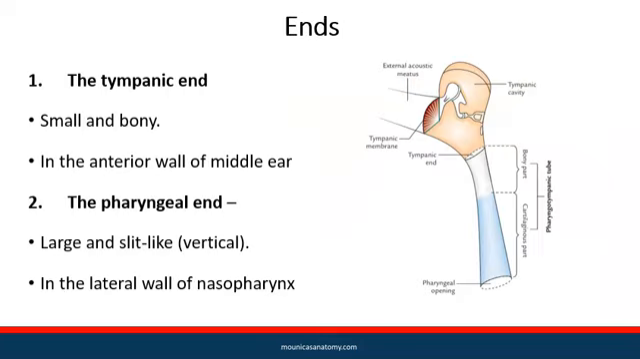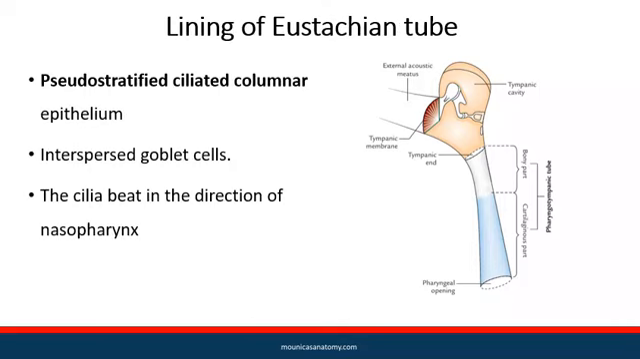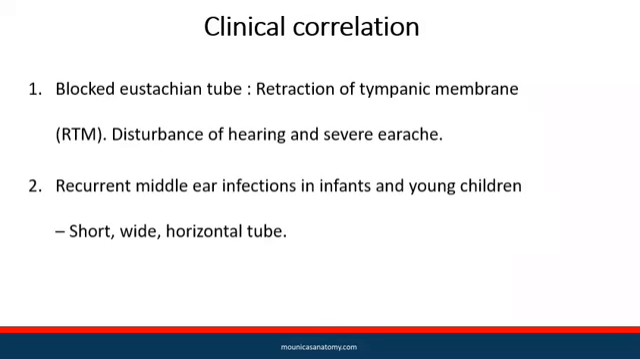There are two ends. The tympanic end is small and opens in the anterior wall of the middle ear. The pharyngeal end is large and opens in the lateral wall of the nasopharynx. The lining is pseudostratified, ciliated, columnar epithelium.